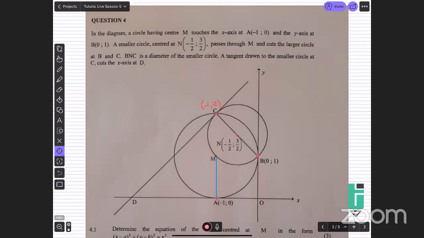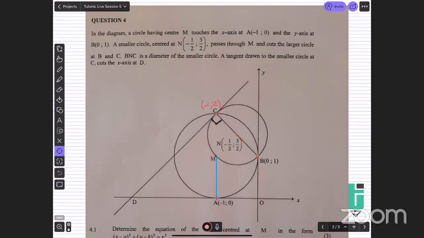BNC is a diameter. Where's BNC? Okay, well, I actually assume that. A tangent drawn to the smaller circle at C cuts the x-axis at D. So what does that mean? Do you guys agree we could work up the equation of the tangent and so forth, because you have the equation? Do you see that we're starting to unpack this question and make certain connections?